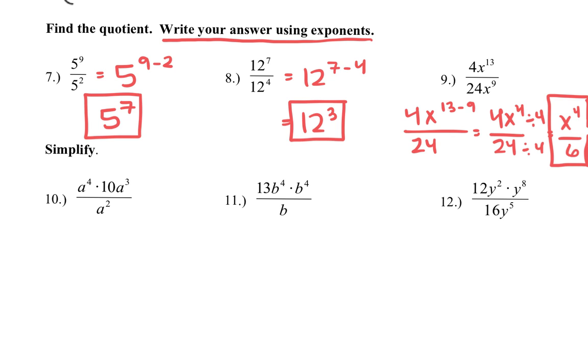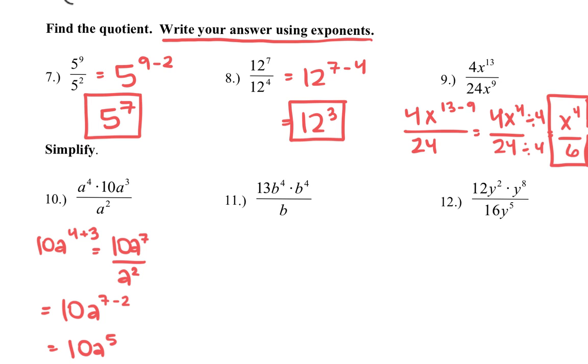And in this problem, a is the base. So on the top, I have 10a to the 4 plus 3. And so this would be 10a to the 7th power over a to the 2nd power. So 10 is really the only coefficient here, so it's just going to stay. There's nothing to multiply or divide it by because it is the only coefficient. But it is the coefficient. It's not the base. It's not what's getting repeated. So now I'm dividing those powers. So this would be 10a to the 7 minus 2. And so your final answer is 10a to the 5th power.